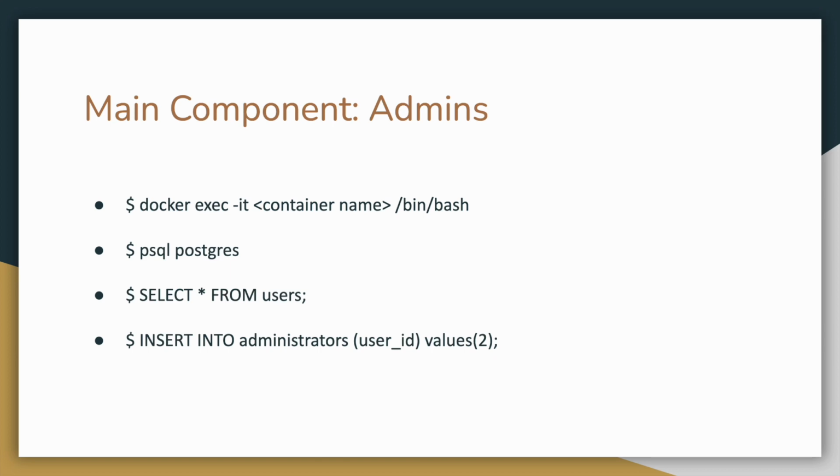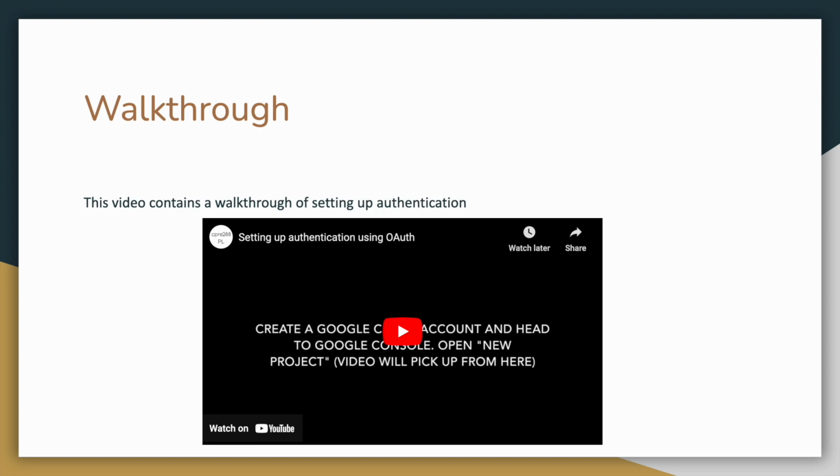We're going to need to go into the PrairieLearn container. We need to go into Postgres and run select star from users, which shows who has logged into the PrairieLearn server, and we can add the first admin. Add one of the people that has logged in as an admin, and then from there that person can add other admins. This is the only time you'll need to do this. So yes, this walkthrough will cover setting up authentication.